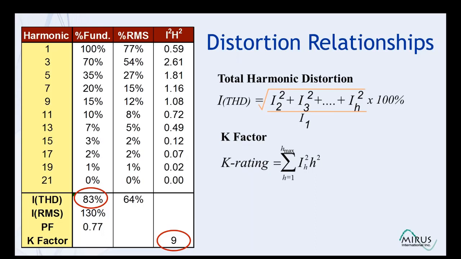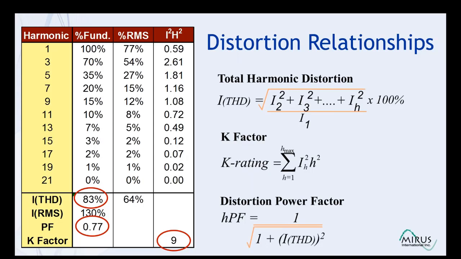So if your power system had to deal with full load of all of this type of loading, the transformer required for that would have to have a K-factor rating of 9 in order to ensure that it doesn't overheat under fully loaded conditions.